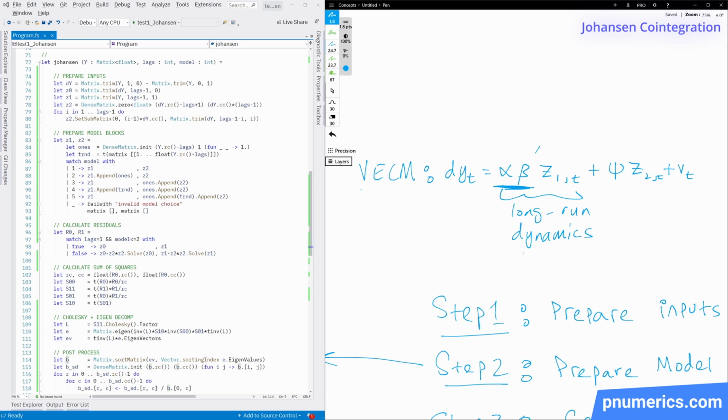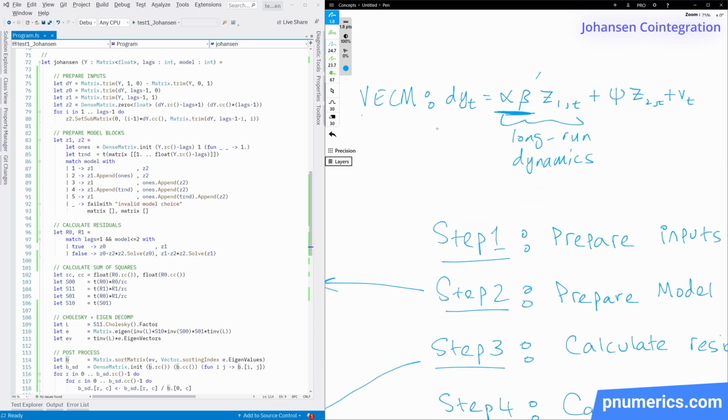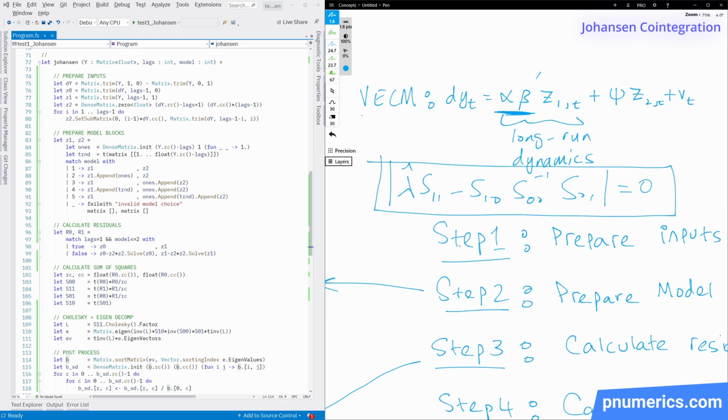Now, what Johansen figured out is that instead of formulating a log likelihood of this expression and sending it to the optimizer, he figured out a shortcut. What he figured out is the fact that you can formulate the following eigenvalue problem. S11 minus S10, S00 minus 1, S01. You could solve this, and this would also maximize the log likelihood.